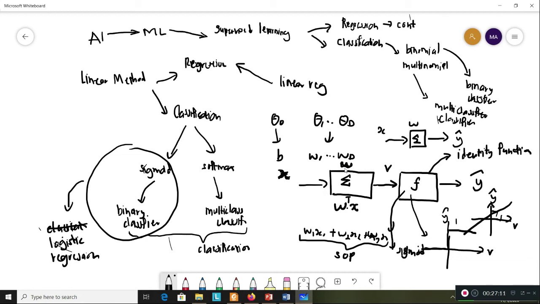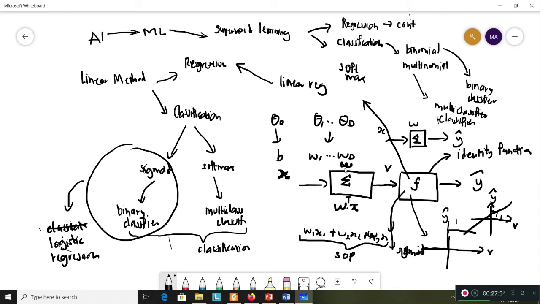So this process will become logistic regression, because the output from the linear equation is passed to the sigmoid function. Once you pass the result from the linear function as an input to the sigmoid function, it will become logistic regression. And if you set your F as the softmax function, then it will become a linear classification for multi-class, which is this part.